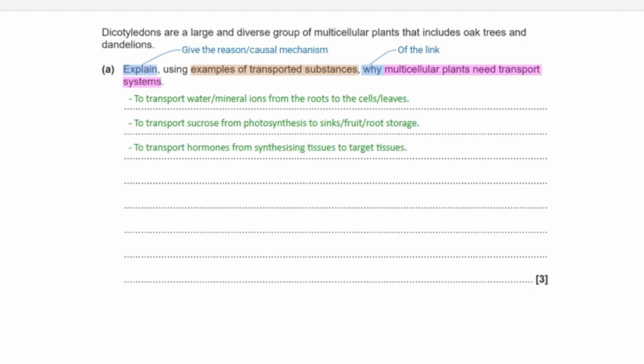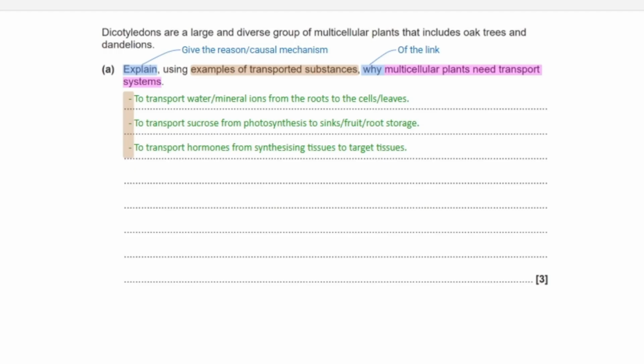A third and final example of a substance transported around plants is hormones, which would be going from synthesizing tissues to target tissues. I've given 3 here, as we would find in the mark scheme, because potentially it might be 3 marks if we give 3 examples, although in this question that's not the case. This is just a good form of practice when approaching the question to ensure you will hit all marks.